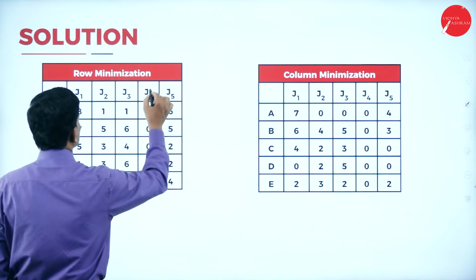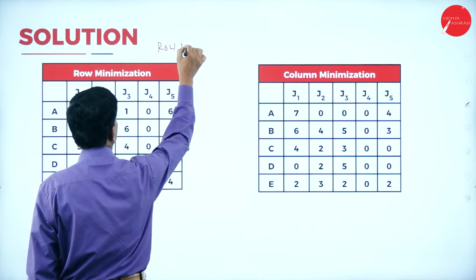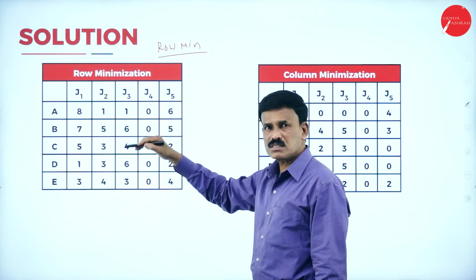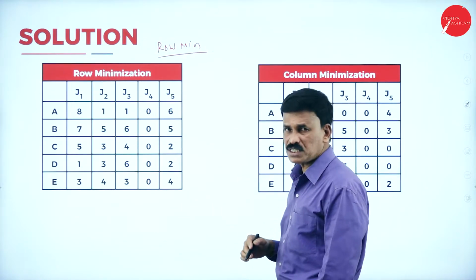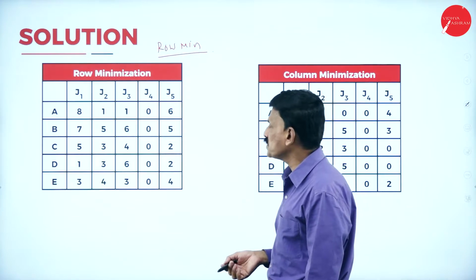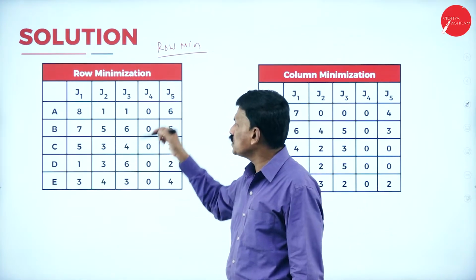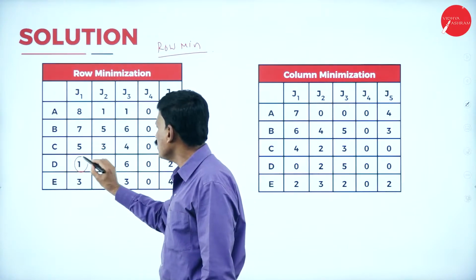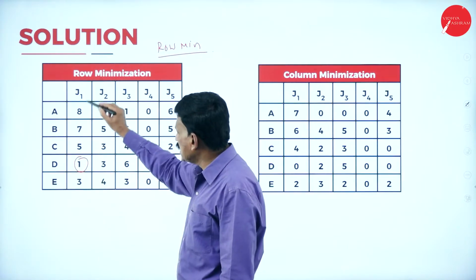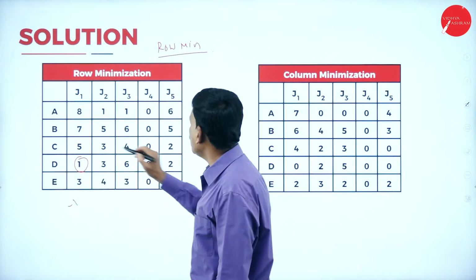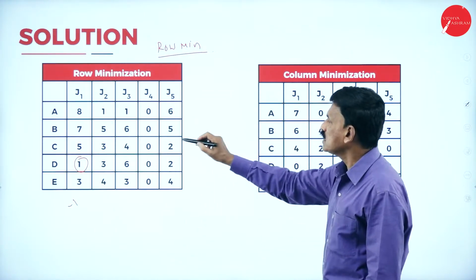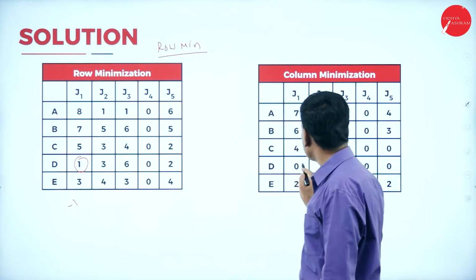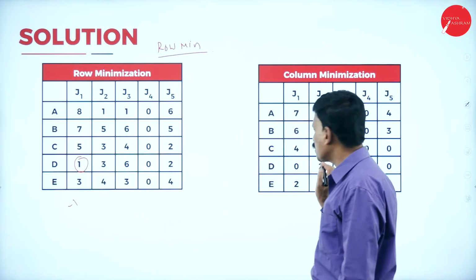This is called row minimization. Now come to the column minimization. In this row minimized matrix, let us find the column minimization. Come to the first column. In the first column, what is the minimum value? 1. Just subtract 1 from every element. So 8 minus 1 is 7, 7 minus 1 is 6, 5 minus 1 is 4, 1 minus 1 is 0 and 3 minus 1 is 2.